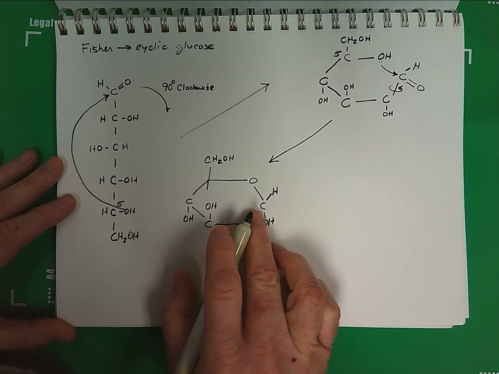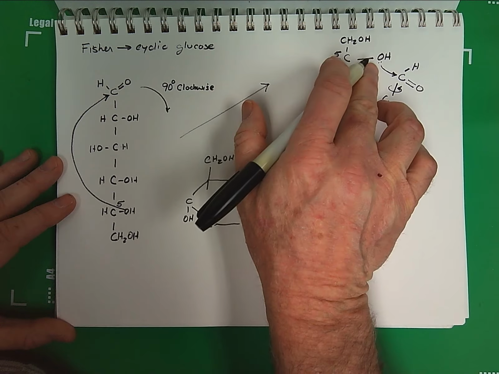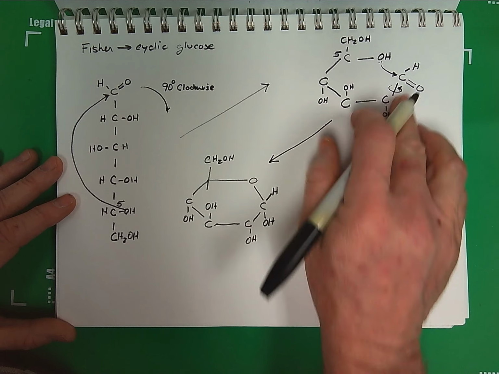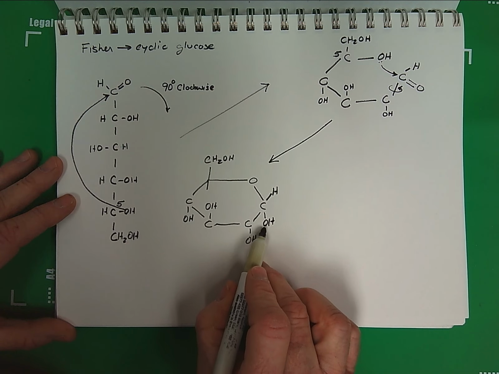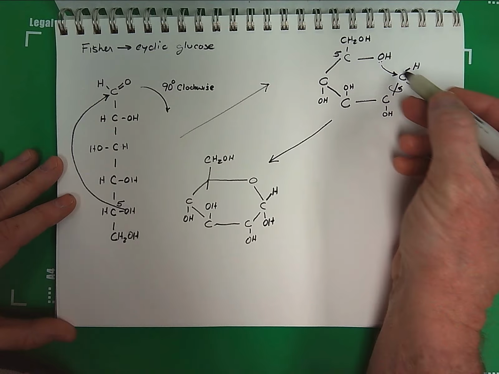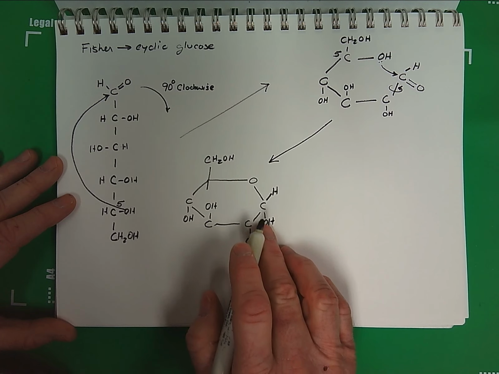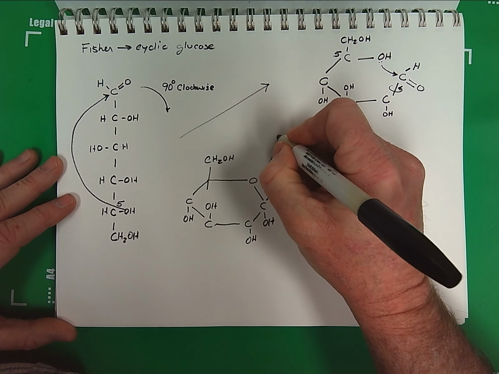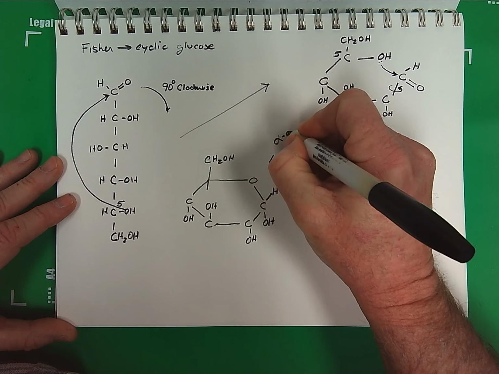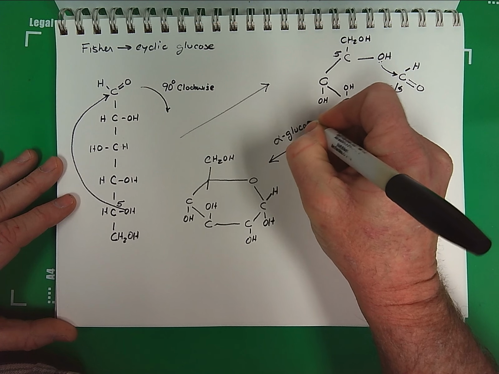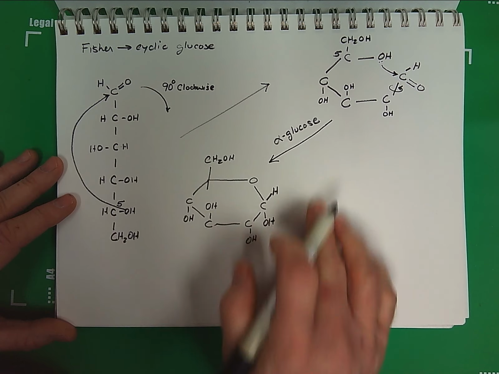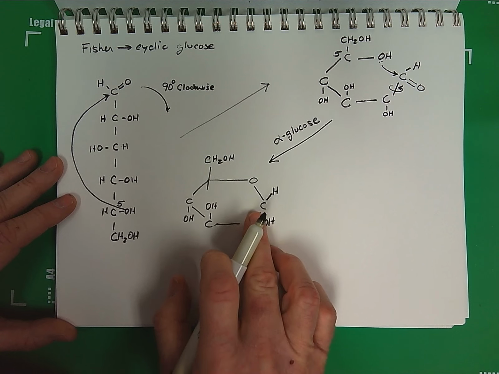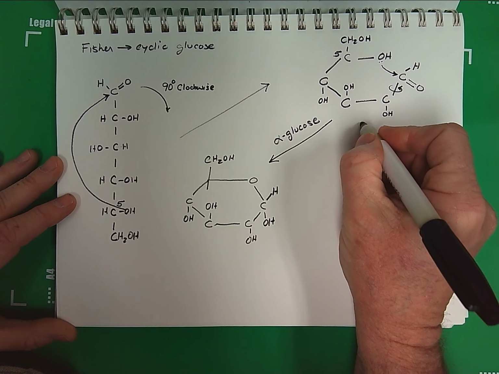Notice the number 1 carbon. If we have this attack of the oxygen on the carbon with the carbonyl facing down, the hydroxyl group that forms from this reaction is going to be facing downward from the ring structure. This is considered alpha glucose formation. So the alpha form of glucose is with the hydroxyl on the number 1 carbon facing down.